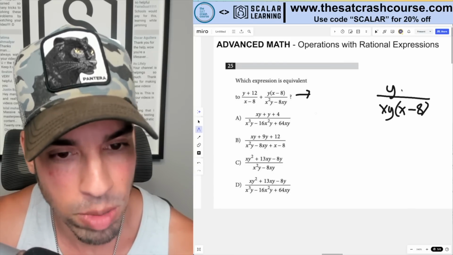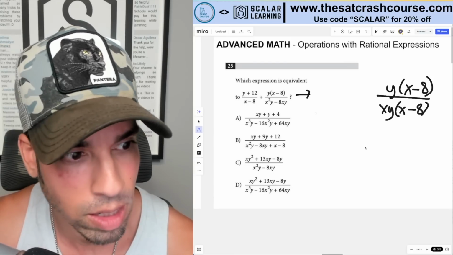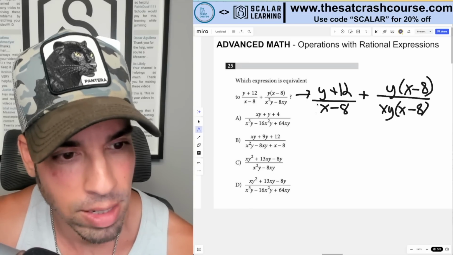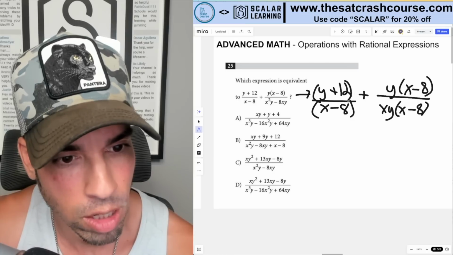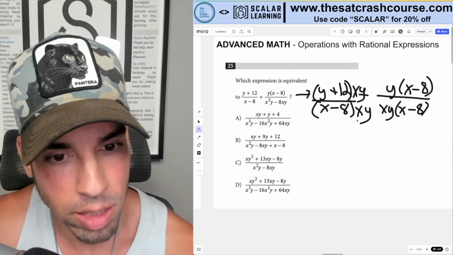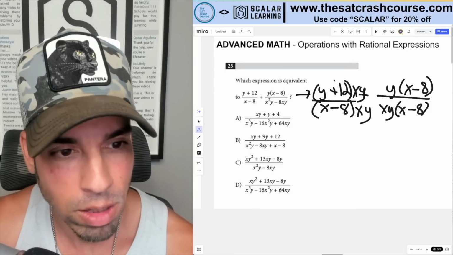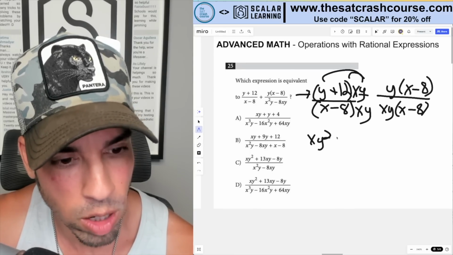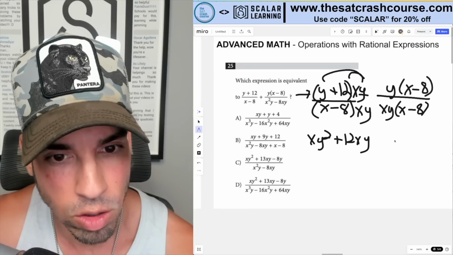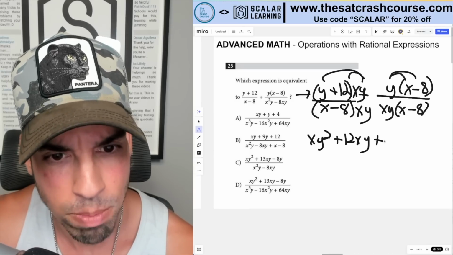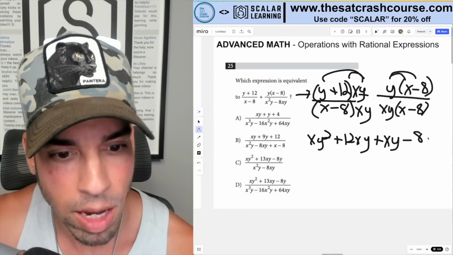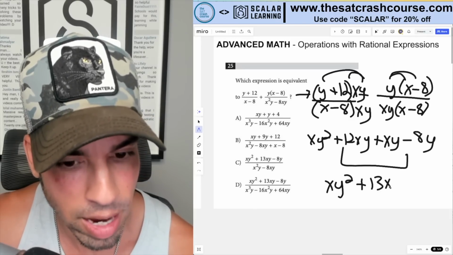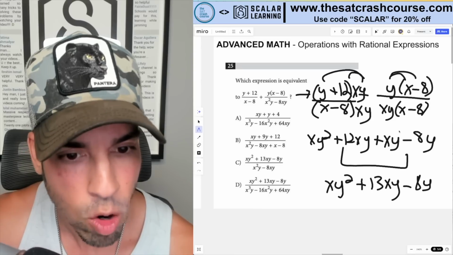Now this is pretty interesting because again, I have y times x minus 8 on top. Now what we can see is all I need on this side is just to add an xy to get common denominators. So check this out. I'm just going to throw an xy on the top and bottom, and now I can combine. First on the top, I'm going to distribute, and I get xy squared plus 12xy, and then over here, distribute, I get plus xy minus 8y. Combining like terms, I got xy squared plus 13xy minus 8y over this nice denominator.